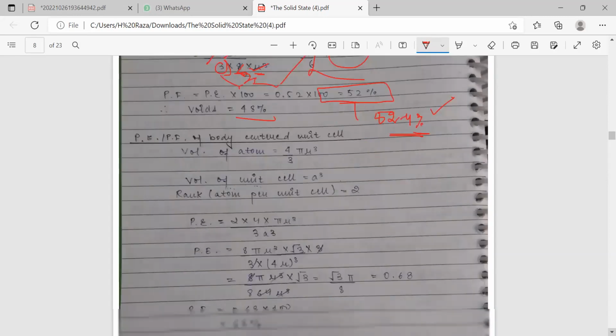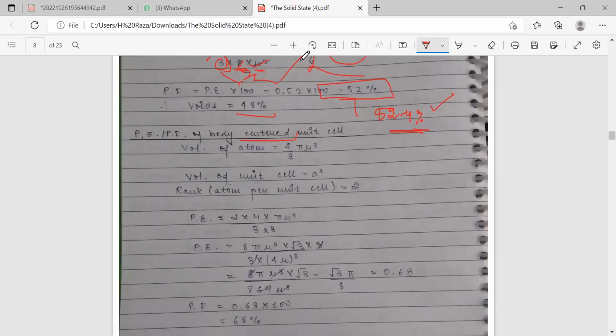Now come to the point of body center. It's very easy. Body centered cubic unit cell. You know how many atoms are present in a body-centered cubic unit cell? Two atoms. So you are going to find the volume of atoms. Volume of one atom is this, and volume of unit cell is this. And you know the rank of BCC will be 2. Yes or no? Due to the atoms present at body center as well as corners.